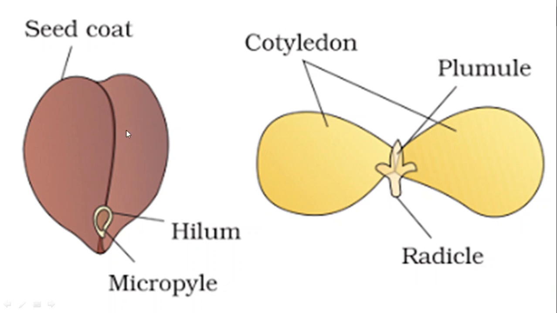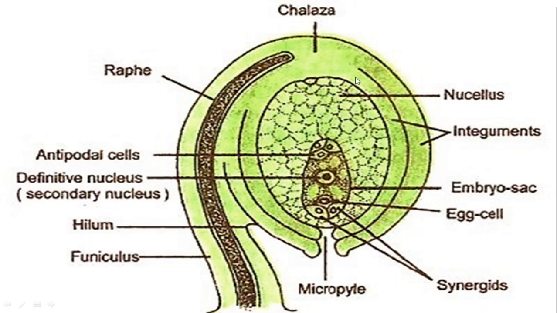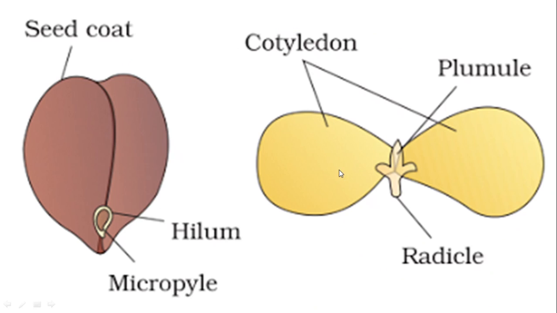Now here you can see the structure of the seed. In the previous slide, I showed you the structure of the ovule. See the similarity. Here you can see this is the hilum, and from here the stalk, called the funicle, is there, with the help of which it is attached to the fruit wall.